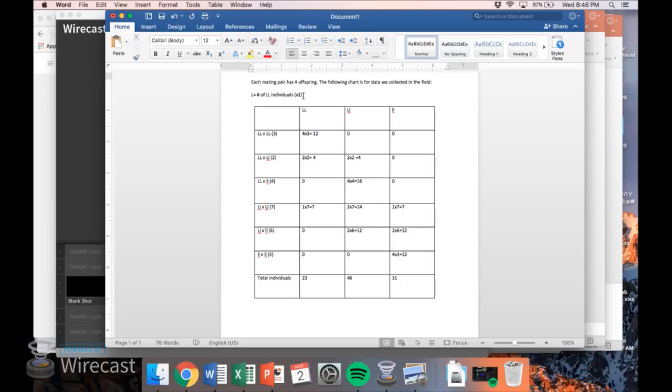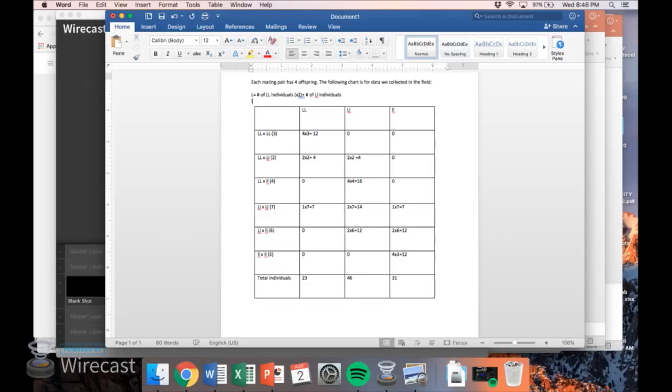Okay, and so for little l, it's going to be the same. Little l is going to be the number of little l individuals times 2 plus the number of heterozygote individuals, because they only have 1 copy of little l. Right? I double this little l individual number because these have 2 copies of little l.